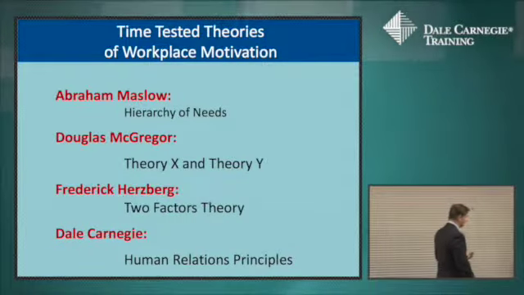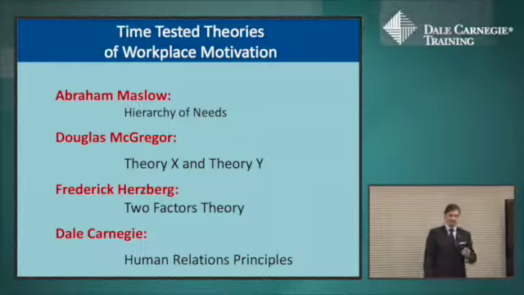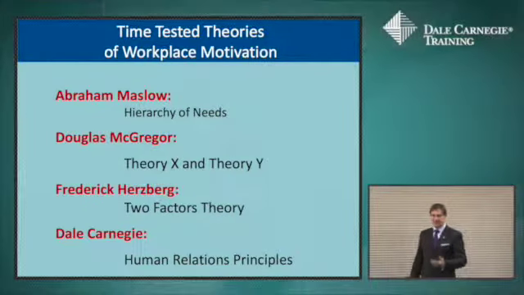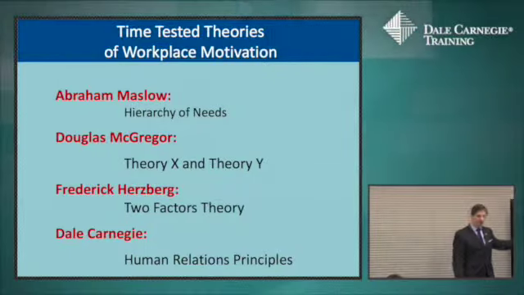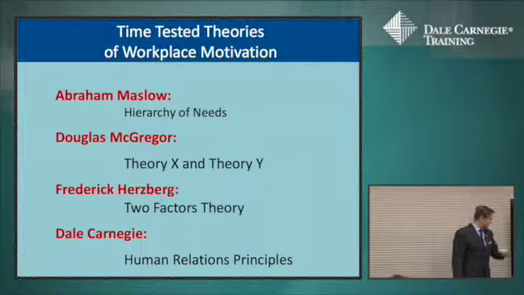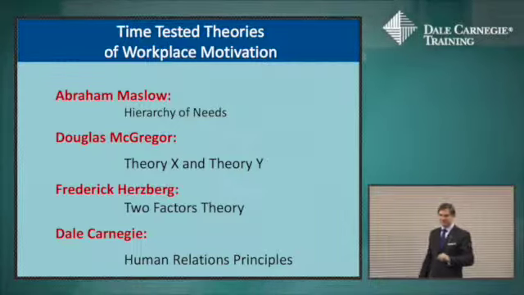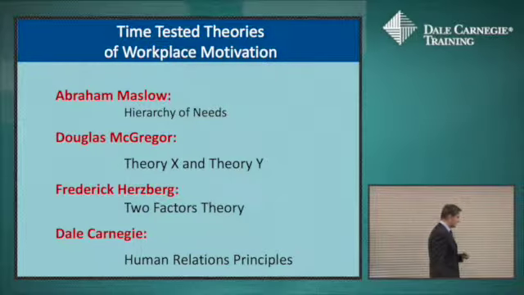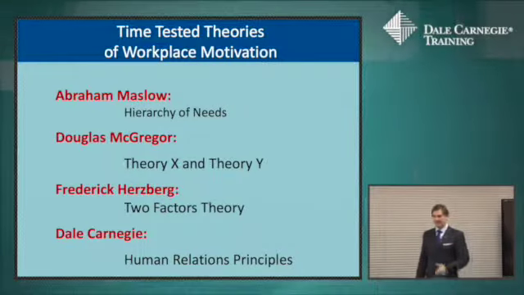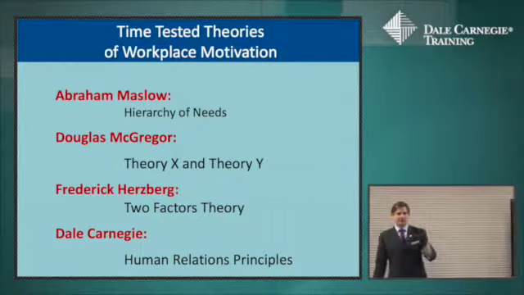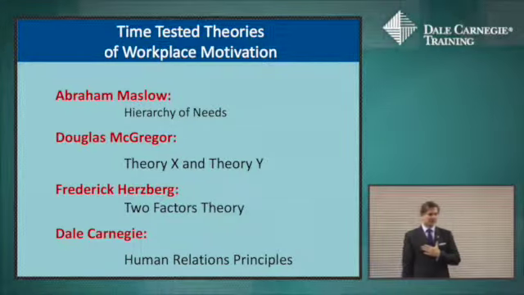So there are some tested theories on this. One very famous, Abraham Maslow, the hierarchy of needs. Douglas McGregor, theory X and theory Y management. Frederick Herzberg, the two factors theory. And then finally Dale Carnegie, human relations principles. And we're going to run through these very quickly just to refresh your memory on some of the theories about motivation and getting teams motivated.